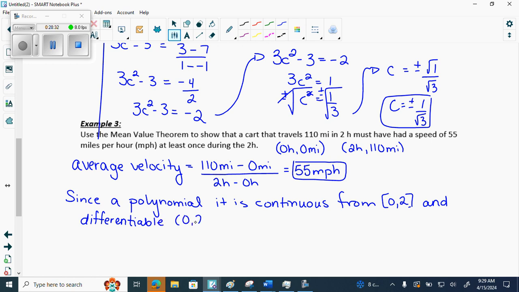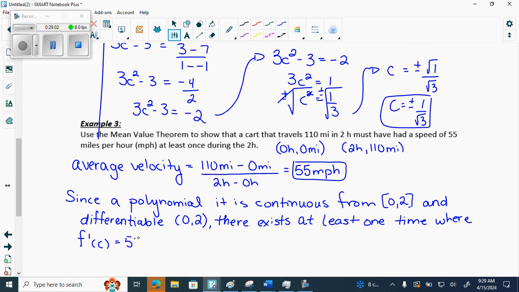From 0 to 2. There exists at least one time where f prime of c equals 55 miles per hour. So page 309, 25, and 57.